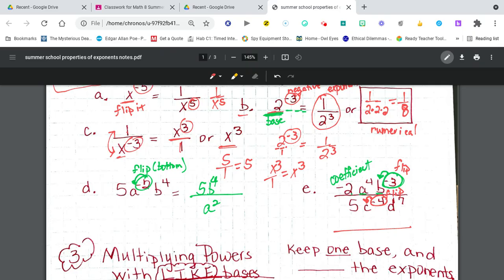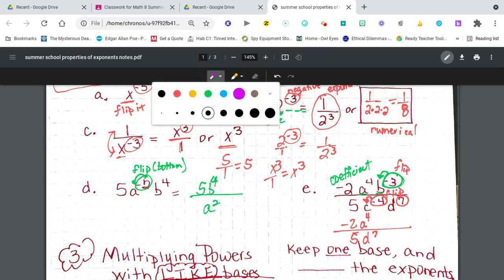So I'm going to draw my bar back. I already have a bar. Just draw it back. Keep the negative 2 where it is. Keep the A to the fourth where it is because 4 is not negative, okay? All right, keep the 5 where it is, which is on the bottom. Keep the D where it is because 7 is not negative. So keep it where it is, which is on the bottom.